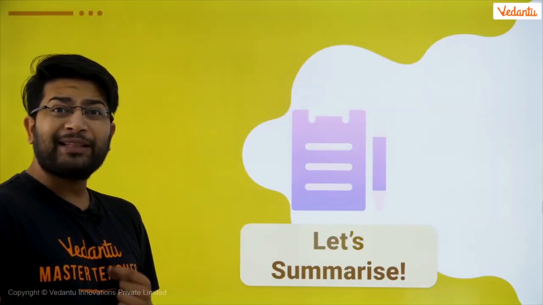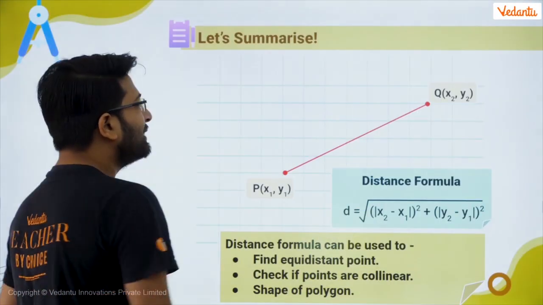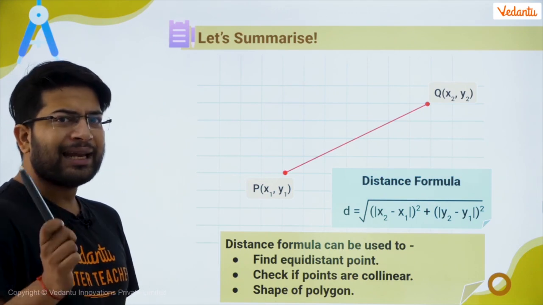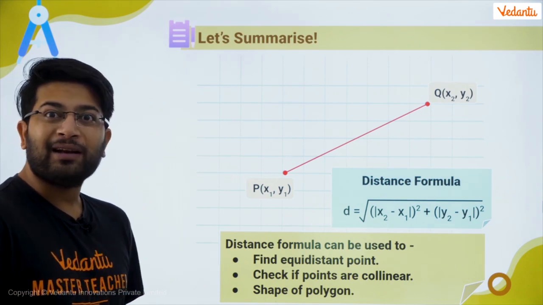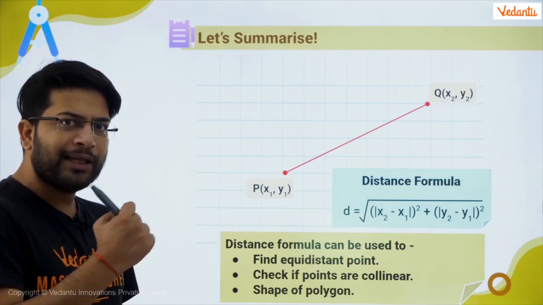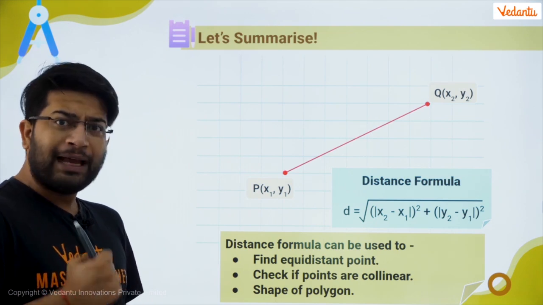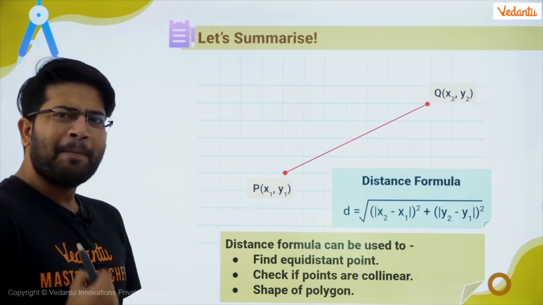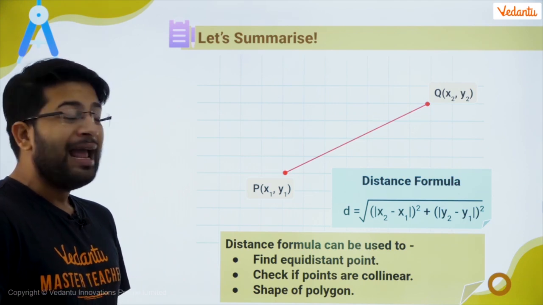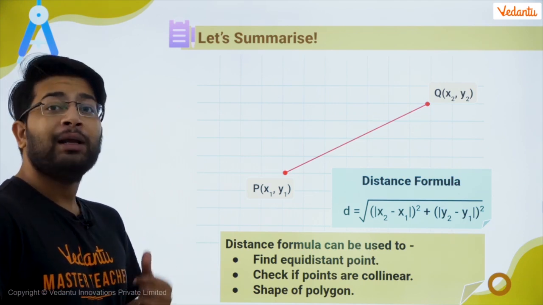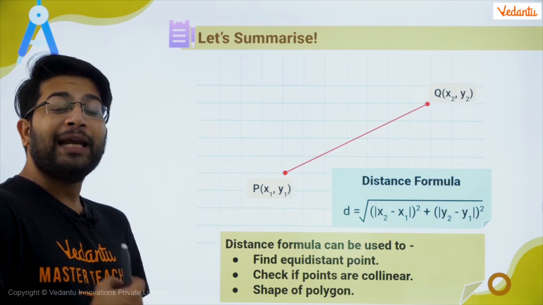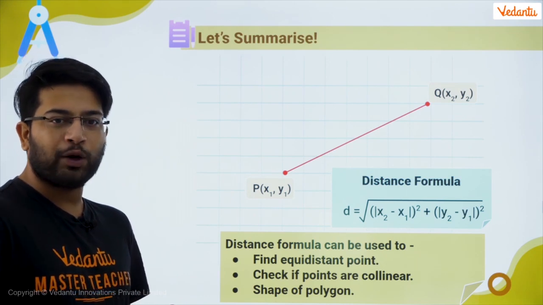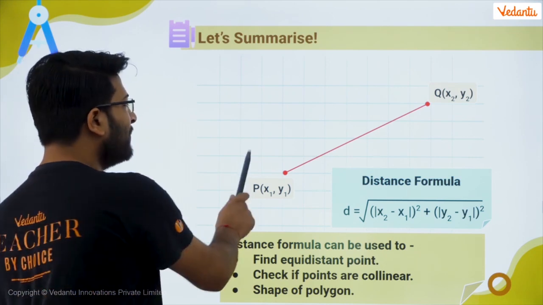Very good. So now, champ, let's summarize our class. In this class, we have seen that if in the coordinate plane we know 2 points with their coordinates, then we can find the distance of those 2 points with the help of the distance formula. And the distance formula is very useful in collinearity and in finding the shape of a polygon also. I hope it is clear to you.